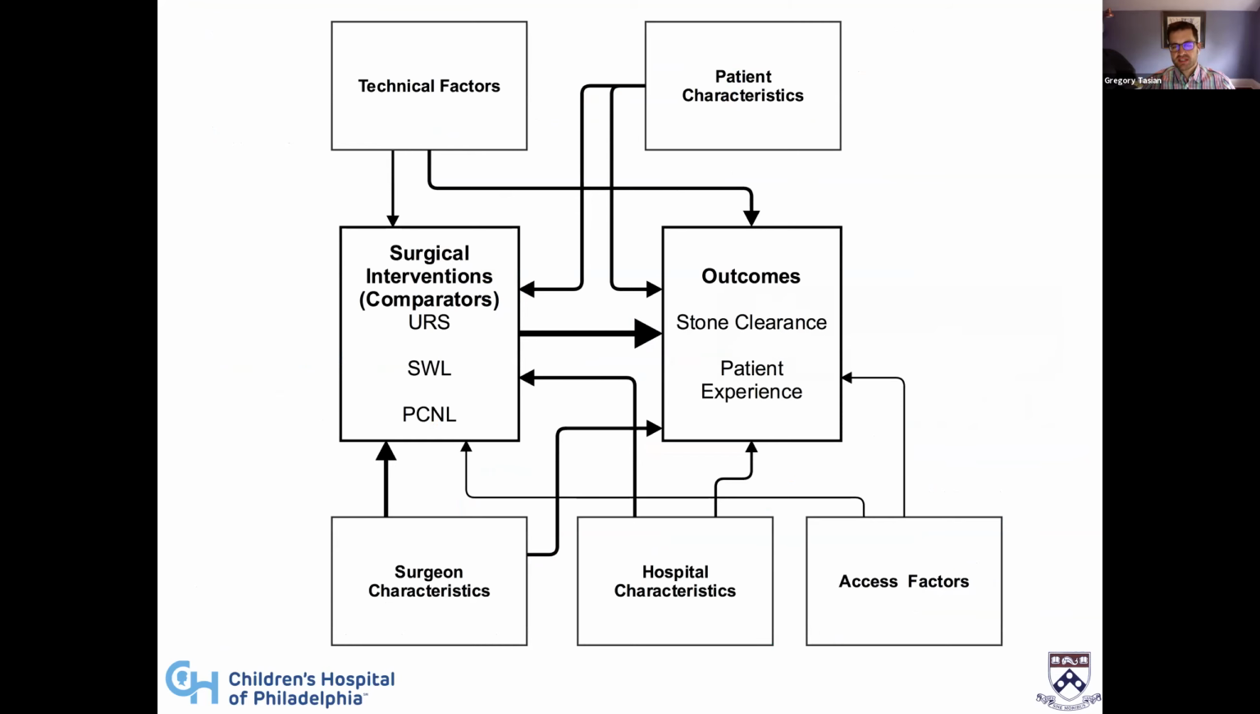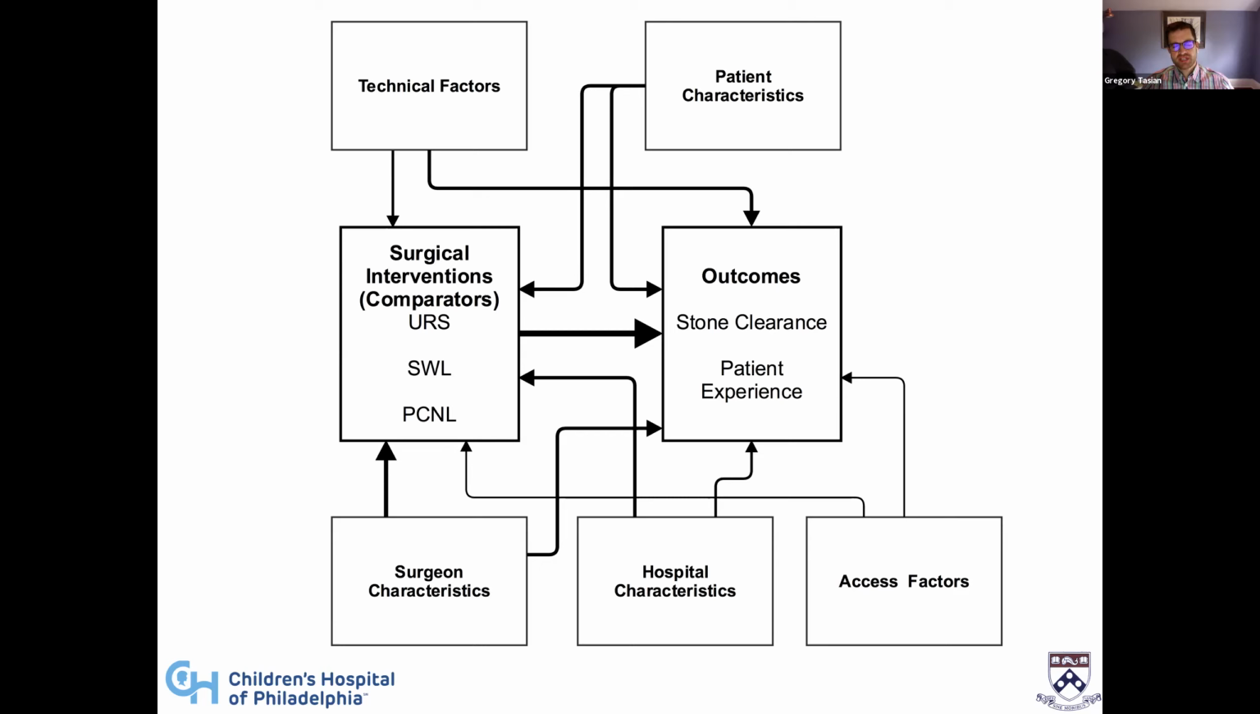The complexity of surgical interventions really comes from the context in which that surgery is performed. And surgery is not like a medication in which that same medication is administered at CHOP as it would be at Seattle Children's, but rather there is inherent variation in how a surgical intervention is delivered. So ureteroscopy at CHOP might be very different than ureteroscopy at Seattle Children's.